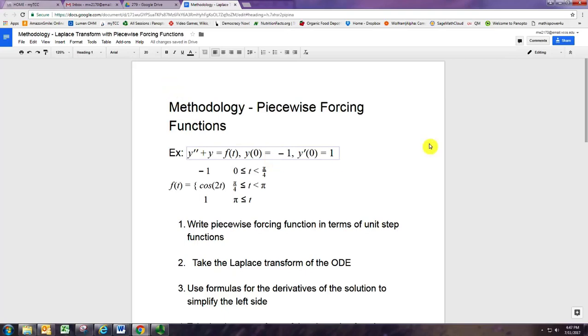An example is we have y double prime plus y equals this piecewise function that is negative 1 from 0 to pi over 4, cosine of 2t from pi over 4 to pi, and 1 greater than pi. The first thing we want to do is write this out in terms of those unit step functions.